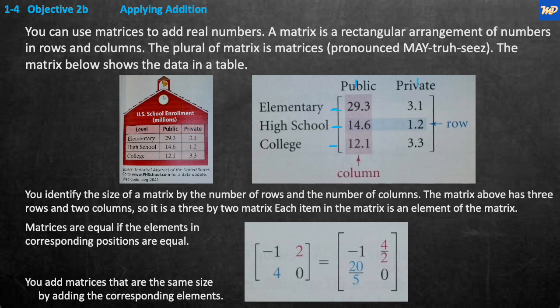You add matrices that are the same size by adding the corresponding elements. So these matrices are the same size. You can therefore add the matrices. In the next slide, we'll see how you add them. Okay?